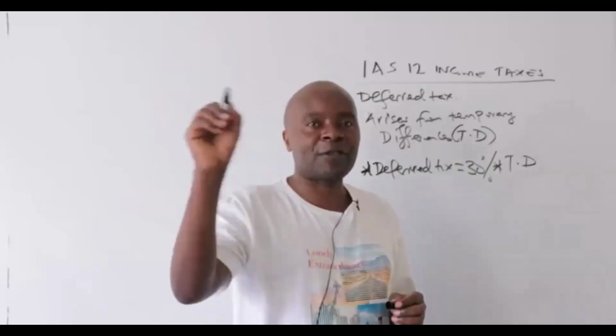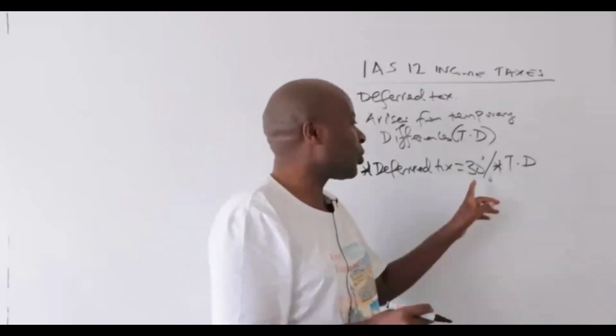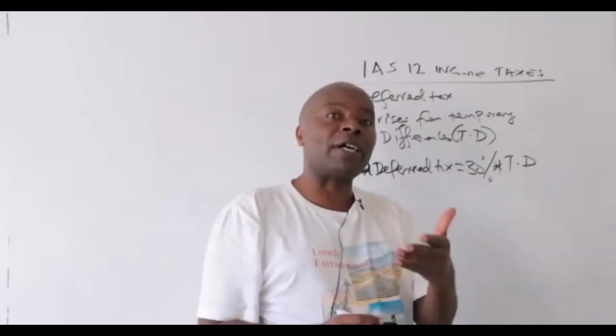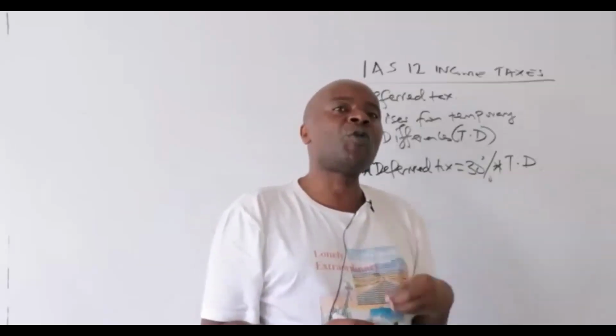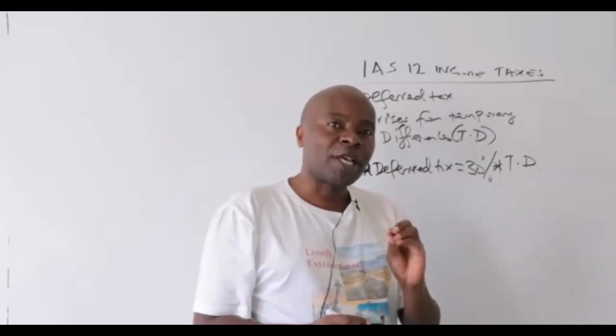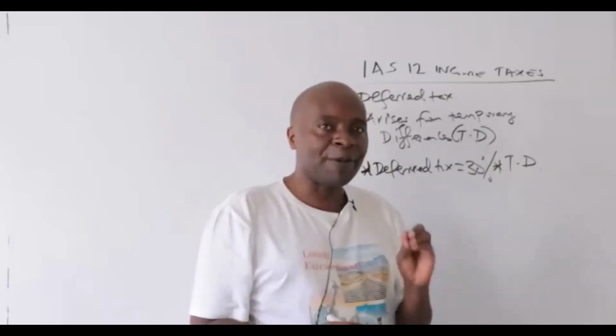So you calculate temporary differences for all your events, and then you take the corporation tax rate, which is 30%, or whichever tax rate the examiner gives you as the corporation tax rate. That is what you use. So you take 30% times temporary differences.